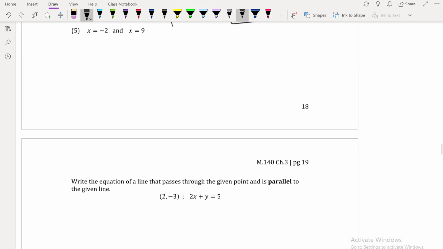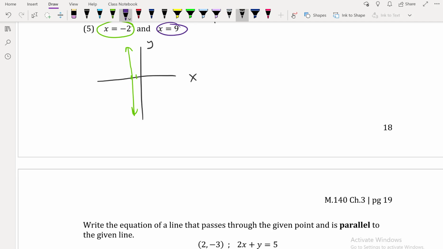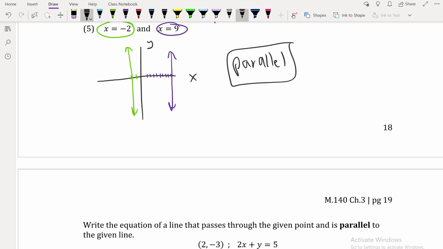So that's going to help us think about number 5 here. So maybe we want to graph this instead, right? So here we go. This is my x value, here's my y value. So x is equal to -2. Here's x is equal to -2. Now I'm going to have x is equal to +9. So what do these graphs look like to you? Well, to me, they look parallel. So these lines are going to be parallel.